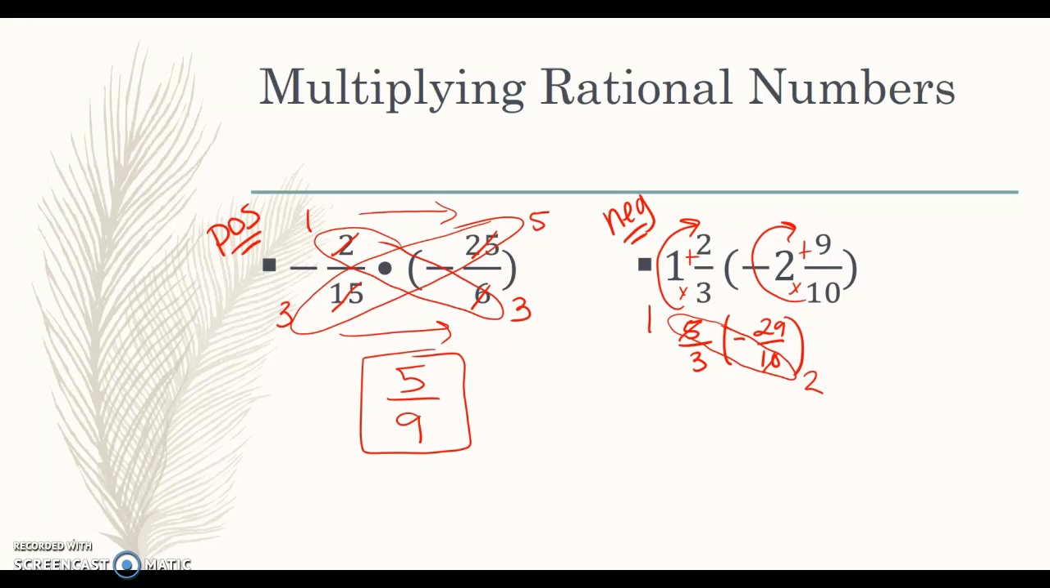And we can't do anything with 3 and 29, so we actually just have to multiply straight across there. So we get 1 times 29 is 29, 3 times 2 is 6. So now we need to see how many times 6 can go into 29. We know we can get a total of 4 groups of 6. That's 24, and then we have 5 left over, so 5/6. We said it was negative, so our answer has to be a negative 4 and 5/6.